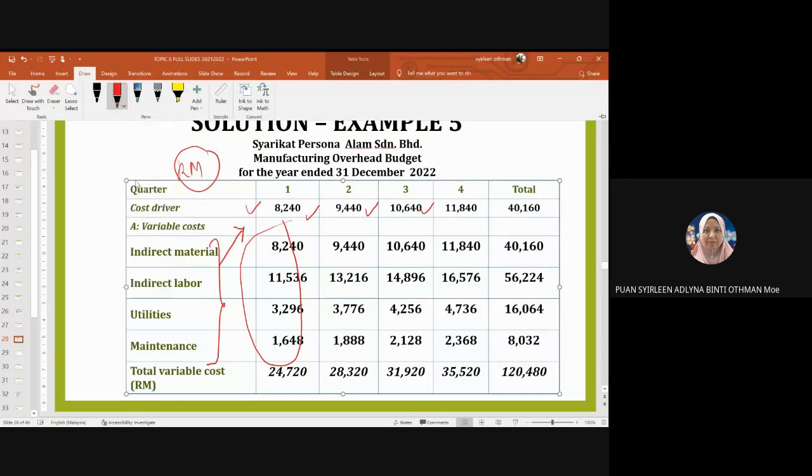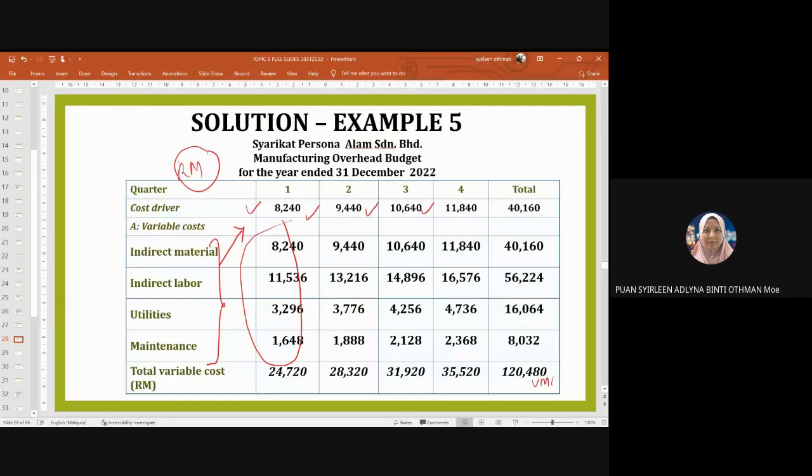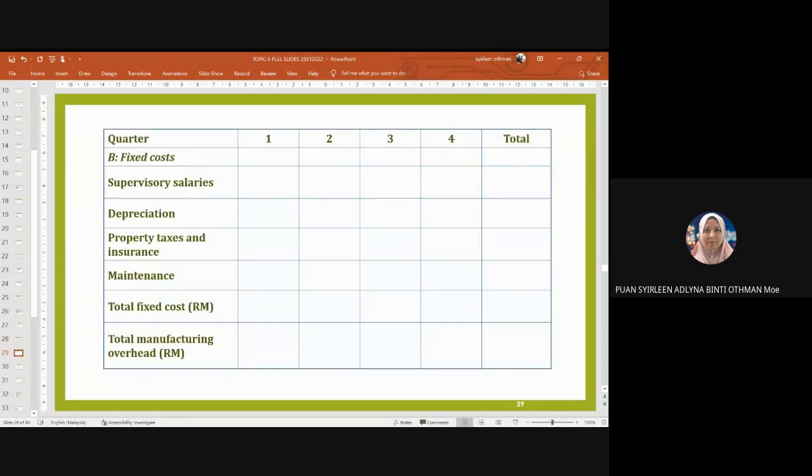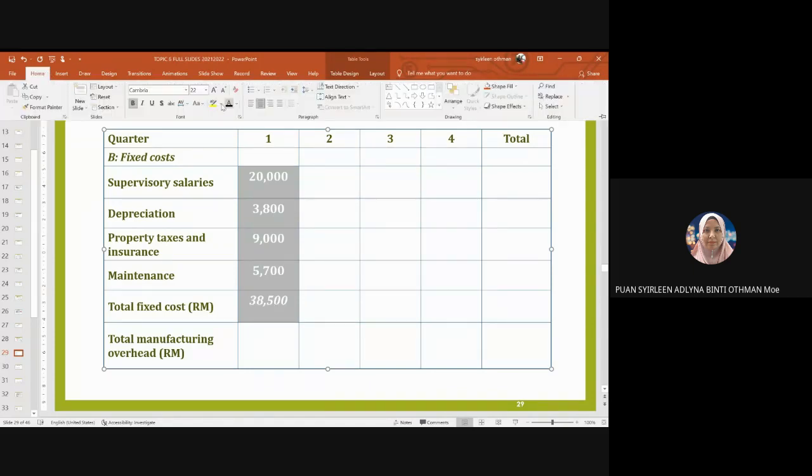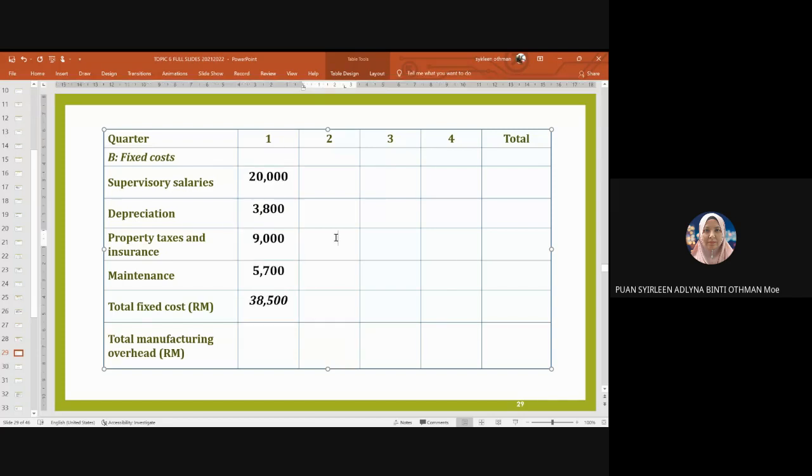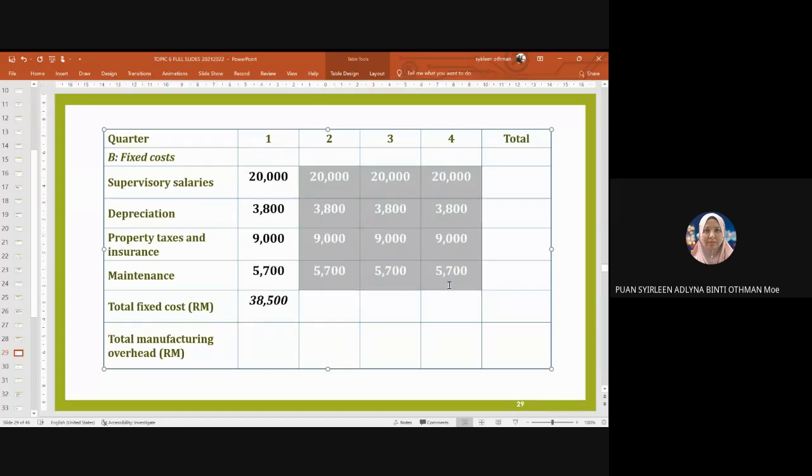Okay. This is my variable manufacturing overhead. Okay, VMOH. Alright, now we're going to fill up for fix. Fix yang paling senang sekali. I rasa orang buta pun boleh buat. Okay, alright. Fix cost. Kan dia sama kan? Alright. Jadi, dia sama lah.